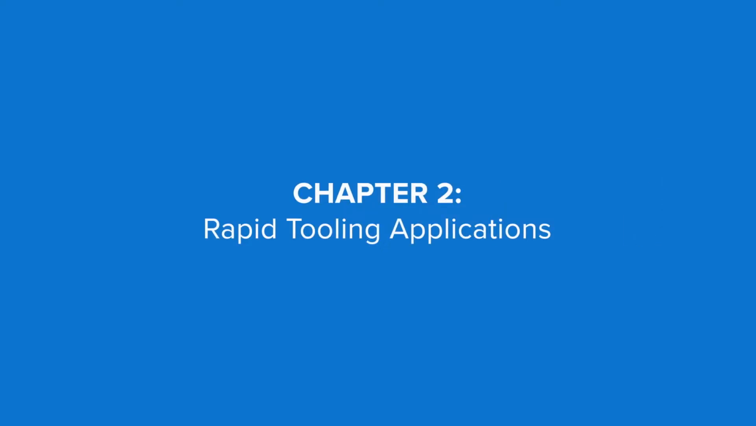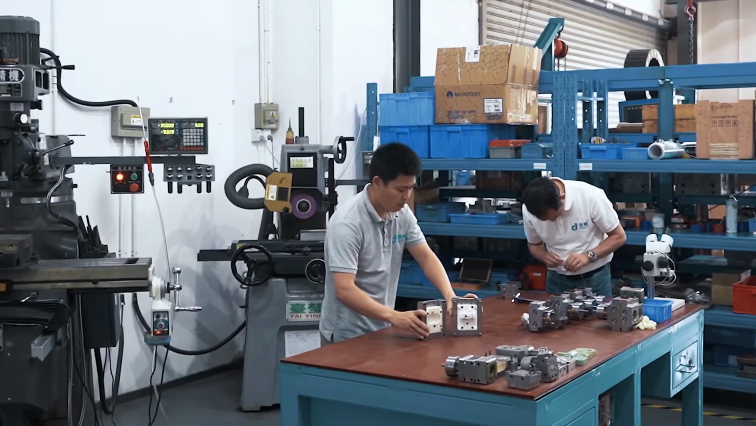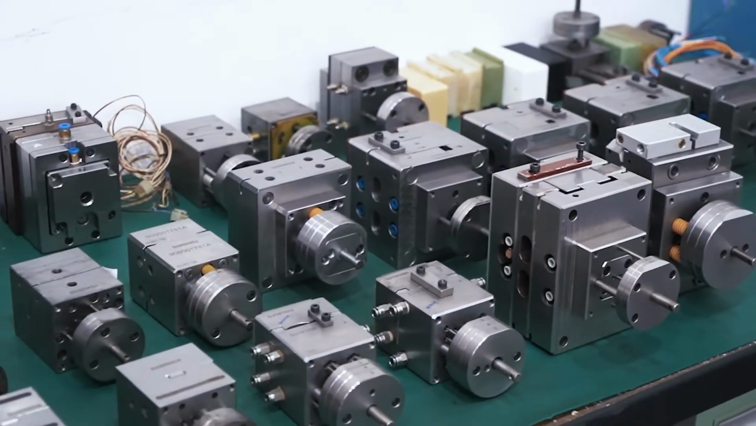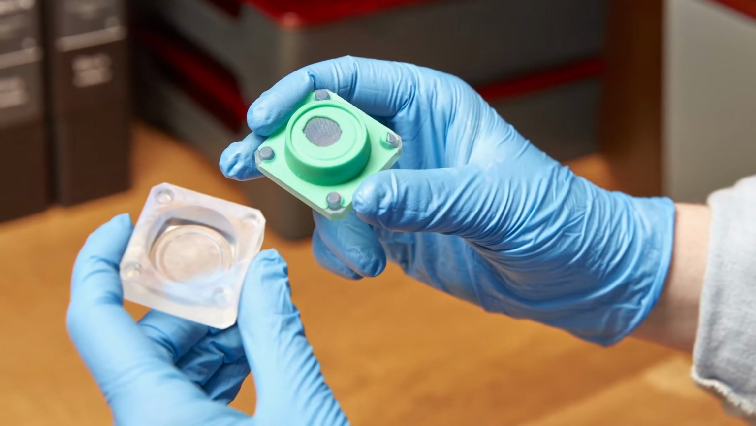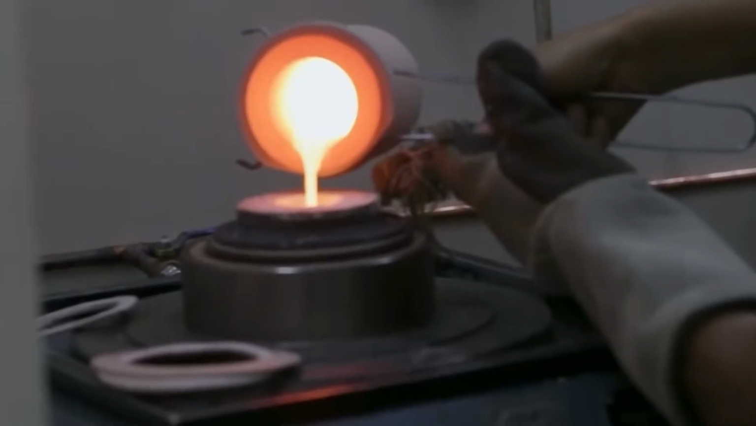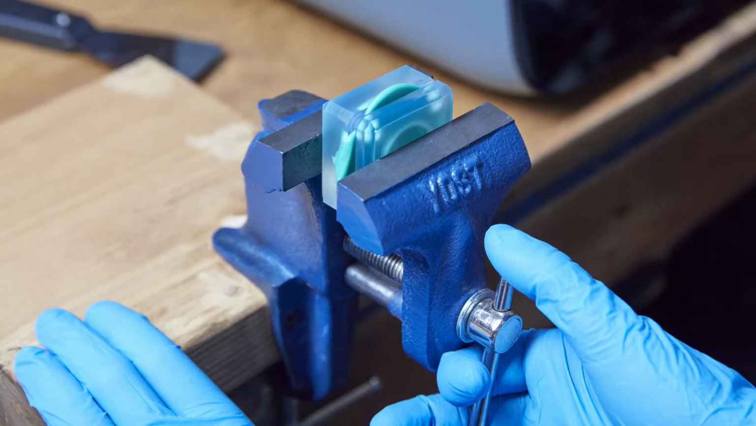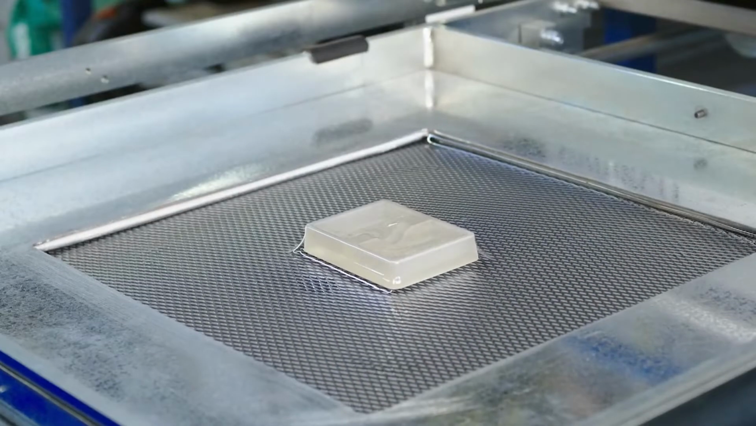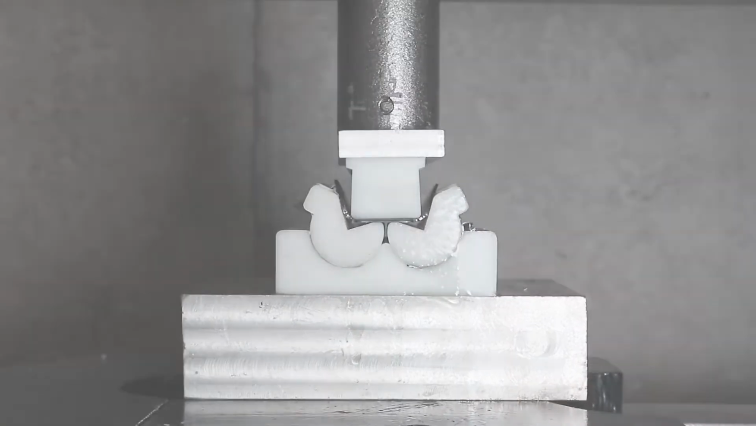Rapid tooling applications with 3D printing. 3D printing can be used to support a variety of traditional manufacturing processes to produce plastics, silicone or rubber parts, composites, and even metal parts. Use 3D printed molds for manufacturing processes such as injection molding, overmolding, compression molding, thermoforming, casting, or sheet metal forming.